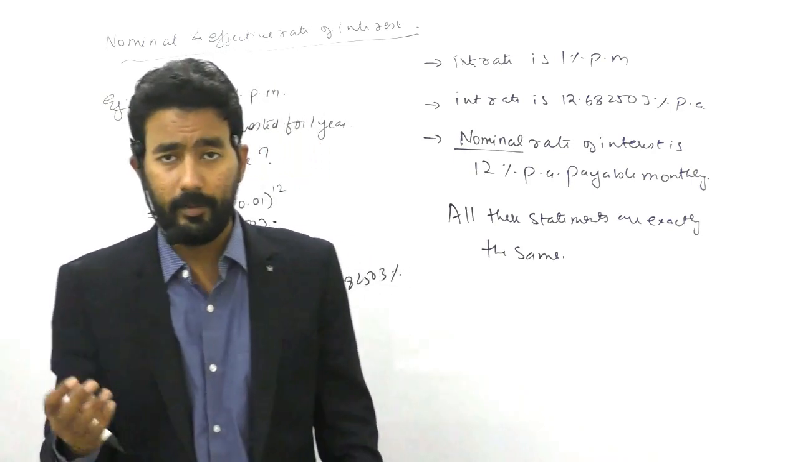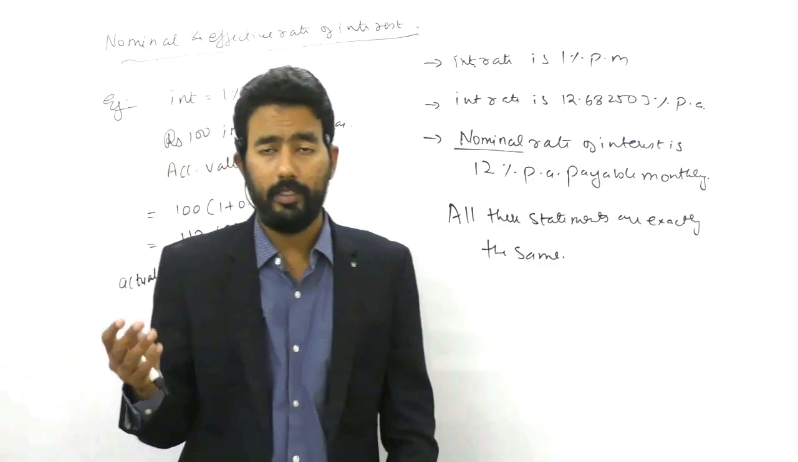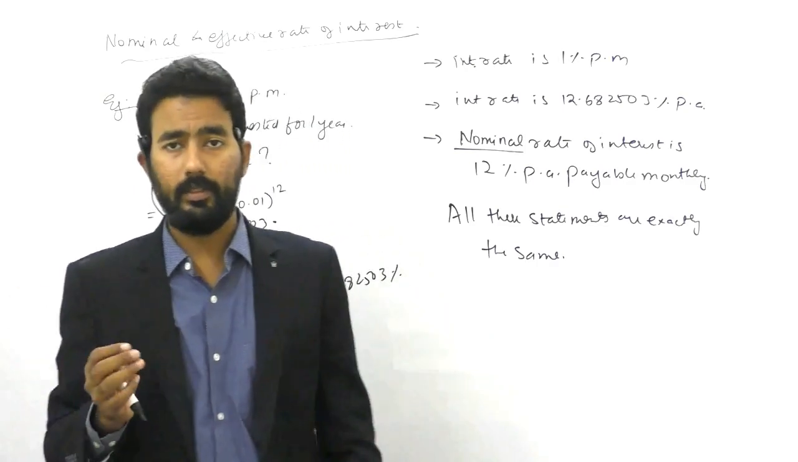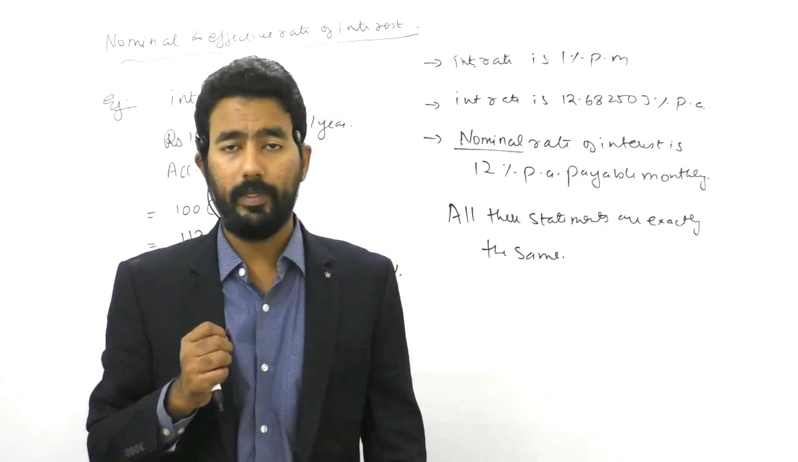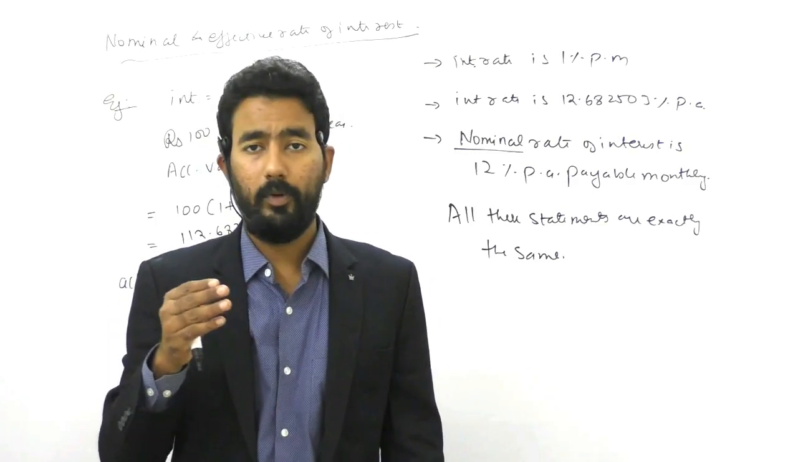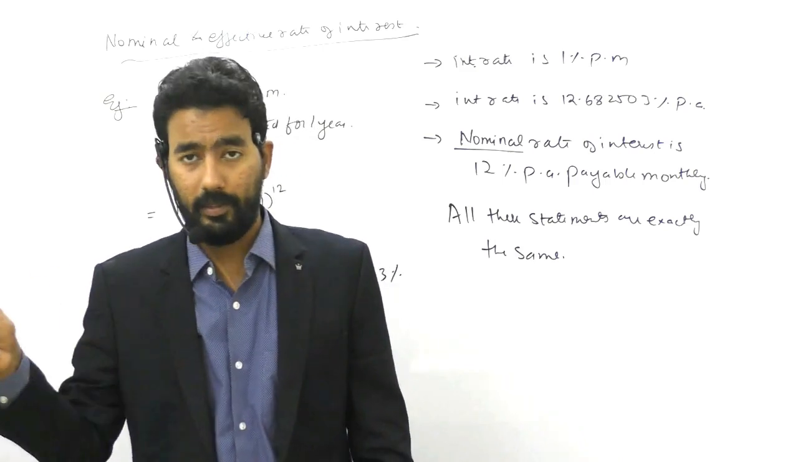The explanation that I'm giving is only for understanding. You can understand it this way, you can understand it in some other way, but at the end what matters is that you understand how it is being written. So, 12% per annum, payable monthly.